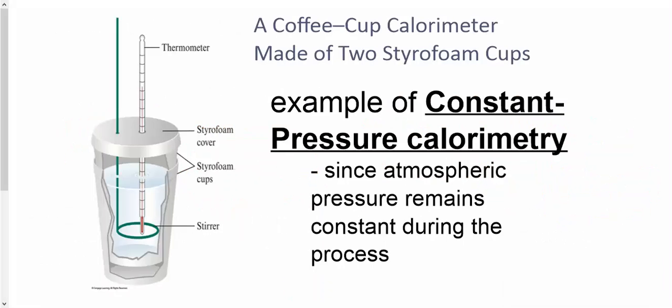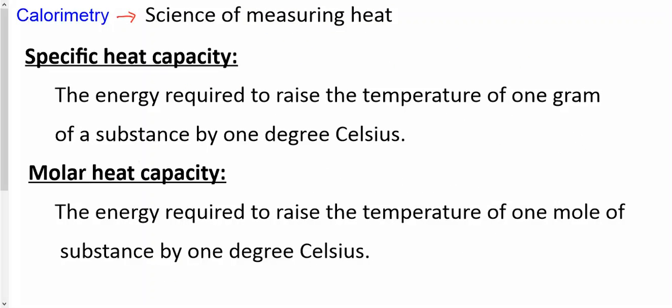These reactions that we've discussed so far are examples of constant pressure calorimetry, since atmospheric pressure remains constant throughout the process. This is an example of a coffee cup calorimeter as you used in lab. Calorimetry is simply the science of measuring heat changes. In order to do calculations with calorimetry, we need to define specific heat capacity. It's simply how much energy is needed to raise the temperature of 1 gram of a substance by 1 degree Celsius. We can use either the specific heat capacity or the molar heat capacity.